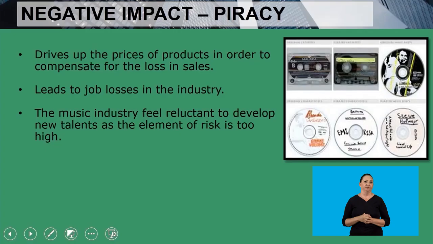Then the music industry feels reluctant to develop new talents as the element of risk is too high. So what happens to our artists now? They lack creativity, or they decide not to be creative at all. Why? Because they know very well that even if they are creative, at the end of the day their music is going to be pirated. Their DVDs and movies are going to be pirated as well. So that's why they are hesitant to develop new talents or to come up with something new that is out of this world, because it won't even help, since their music is going to be copied.